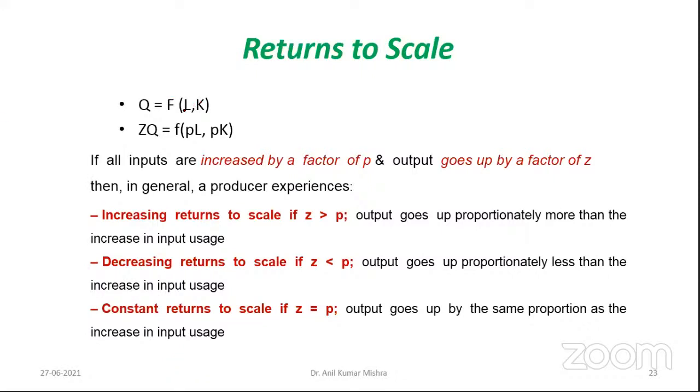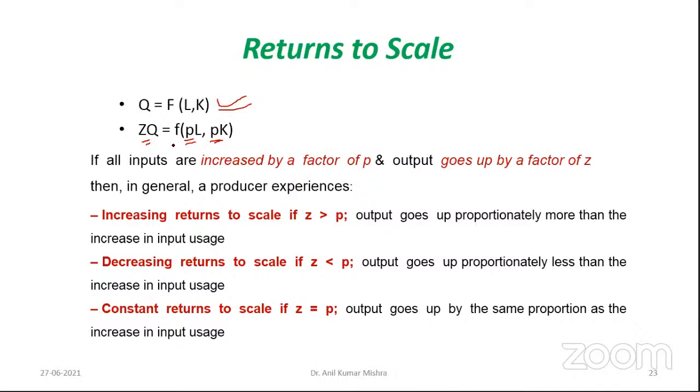Okay. Now, mark the concept. In the long run, all the input factors are variable, both labor as well as capital. Nothing is going to be fixed. In the short run, we know capital is fixed, but here nothing is fixed. If labor increases by P times, and capital also increases by P times, then output increases by Z times. Now compare P and Z.